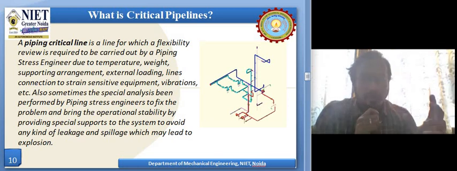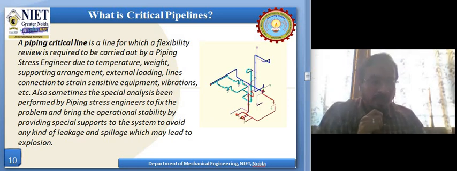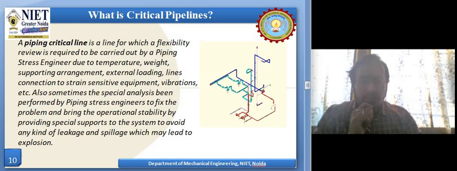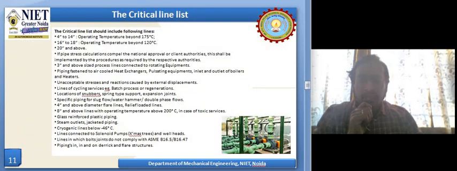Also this analysis is important to fix the location of the supports. Sometimes we follow some type of rule that the supports will be placed at 6 meters or more than that. This will be done using the software, and we fix the exact positioning of the various types of supports. Moving next to the various types of critical pipelines and their considerations.